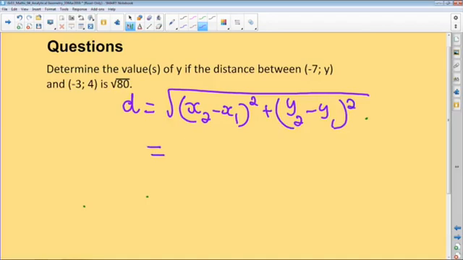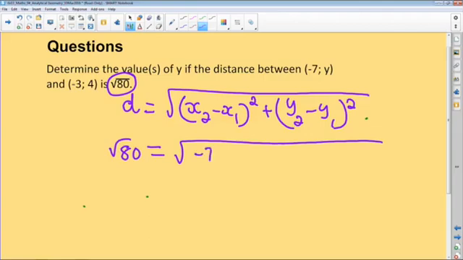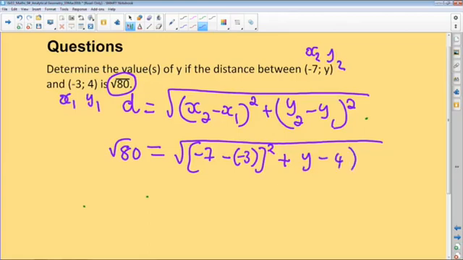So your distance is the square root of 80. So you've got root 80 equals the square root of x2. You can take the x2 to be minus 7, right? Minus x1, it's minus 3, and then you square the results, plus y2. Now, be careful here. You've got the minus 7, this is what you said is x2, so this is your y2. If this is your x1, this is your y1. So you've got y minus 4, and then you square the results.